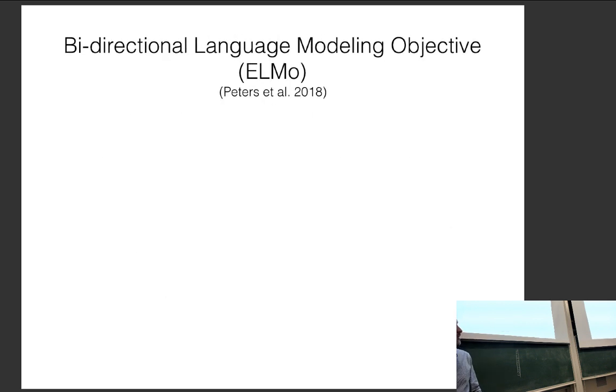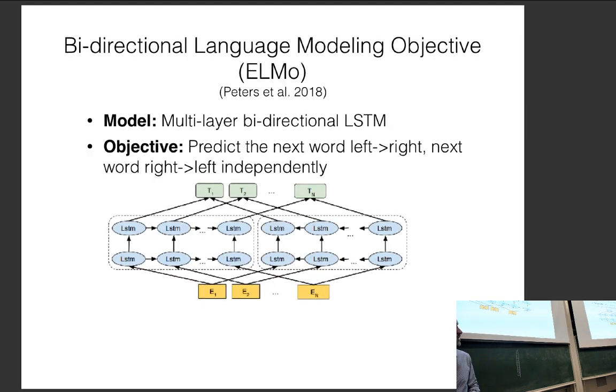Another thing that you could do is train a bidirectional language modeling objective. And this is ELMo. So this is, again, a multi-layer bidirectional LSTM, so the model is exactly the same. But the difference was they predict the next word left to right and the next word right to left independently. So in contrast to the previous model, which fed in both, this one just trained it in both directions. So, a minor difference. They trained it on the 1 billion word benchmark LM dataset.